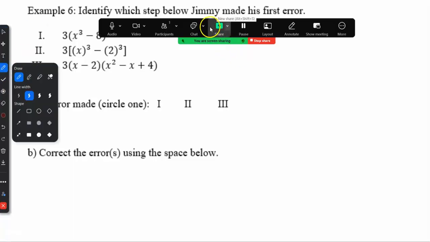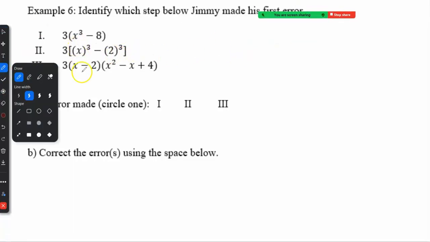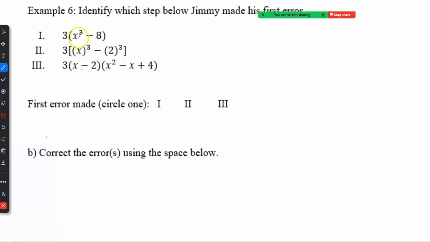Okay. So let's take a second and look at this one. They pulled out a 3. So here's their a, here's their b. It's a minus b. A squared, same, opposite. A times b, b squared.